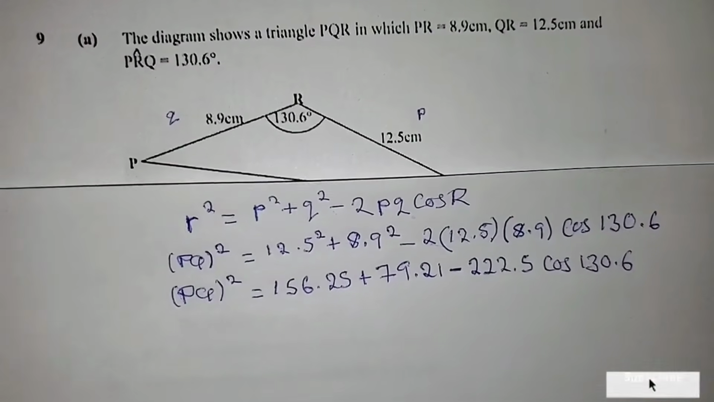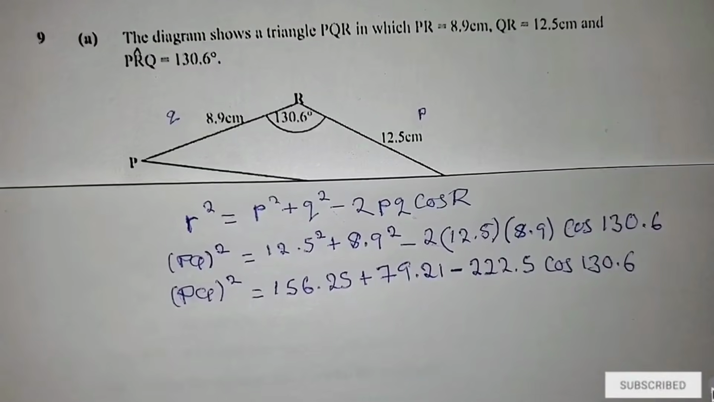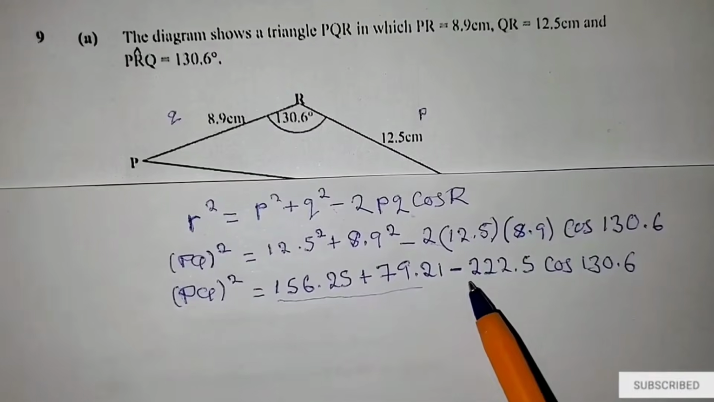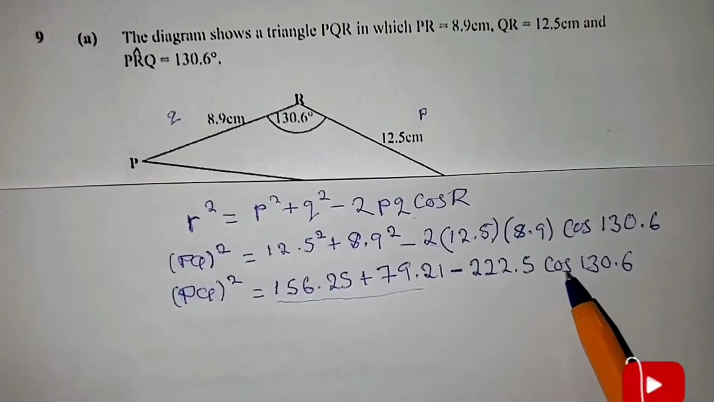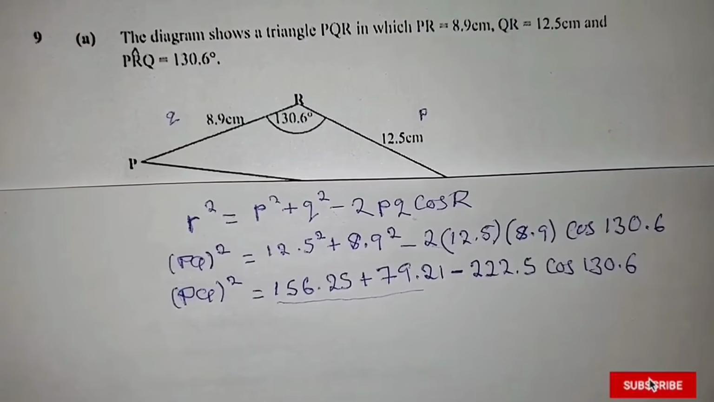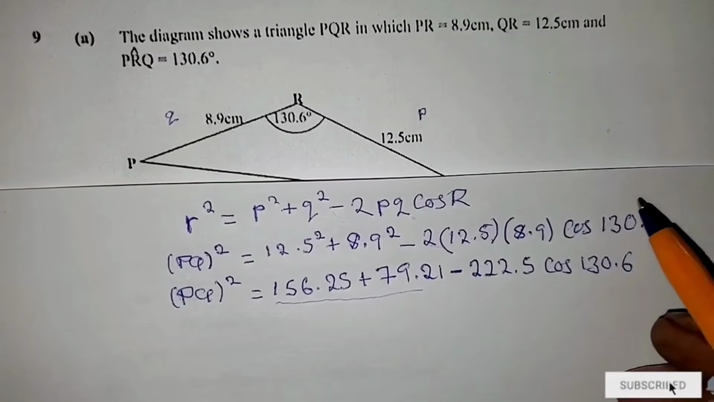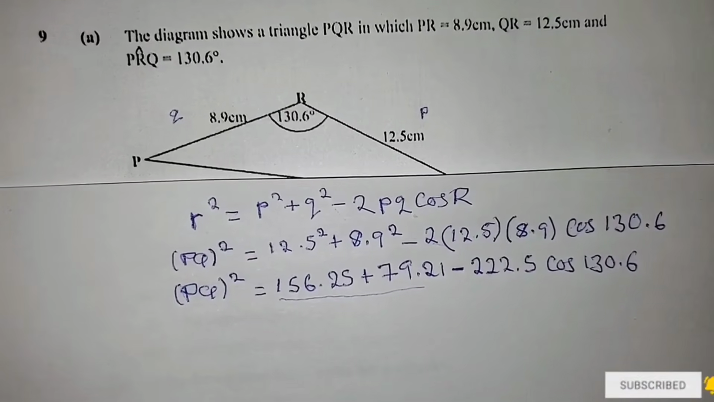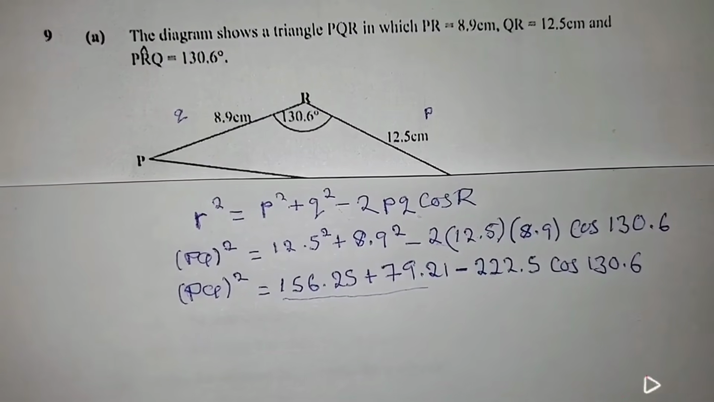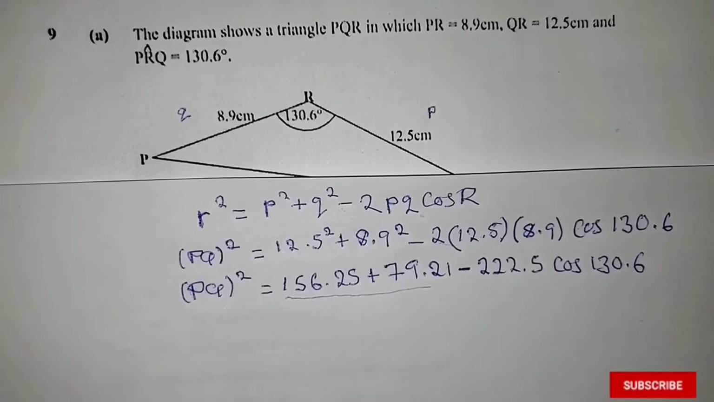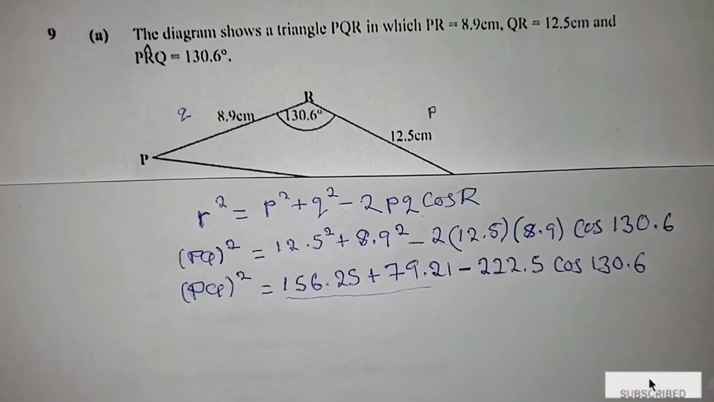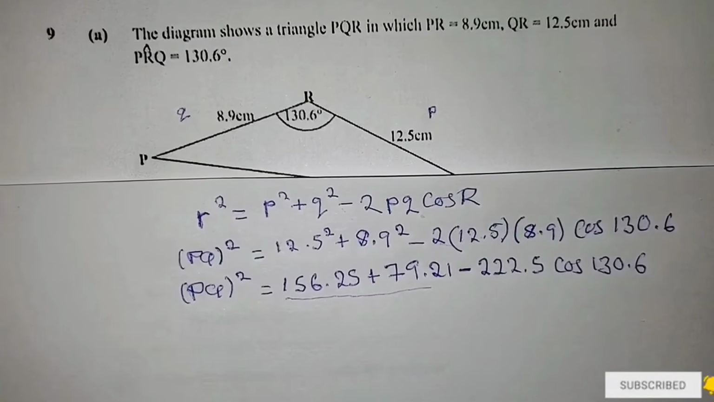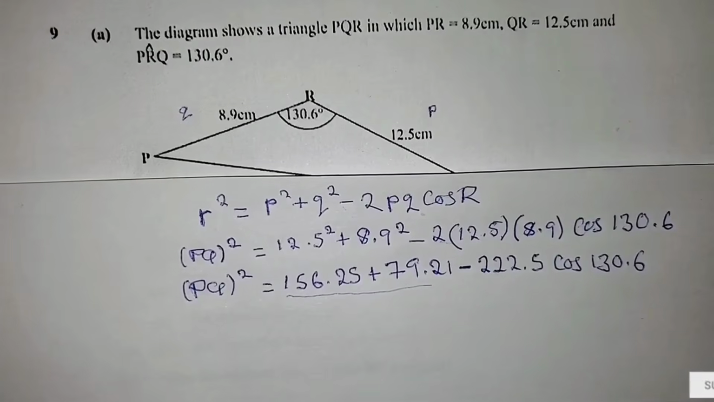Then here, be observant. You can only add these two, because you can't combine this one since there's a cos. It's the same as 2 plus 2x, you can't add because they're unlike terms. So let's just add these two, 156.25 plus 79.21, and it's giving me 2.